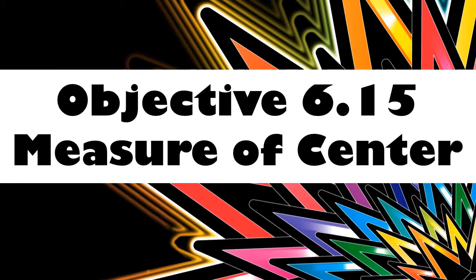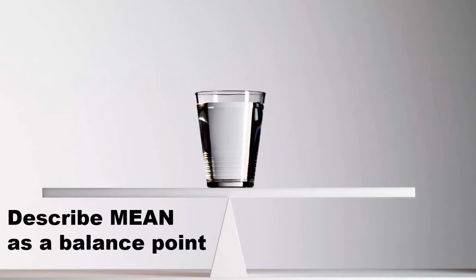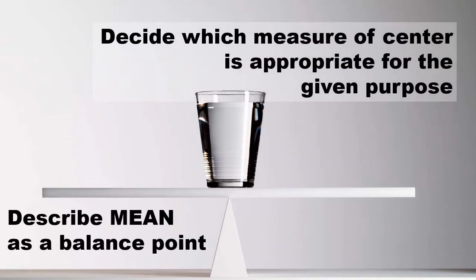In this edition of Mr. Peterson Presents, I'm bringing to you Objective 6.15, the measure of center. So in determining the measures of center, we're going to take a look at part 2, which is deciding which measure of center is appropriate for the given purpose. We're going to cover some different definitions here, give you some examples, and after examples, we're going to do some practice with this.